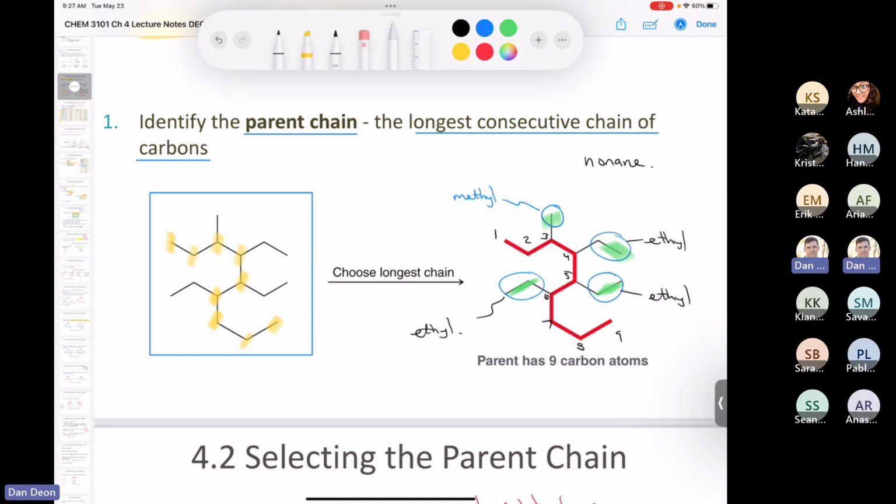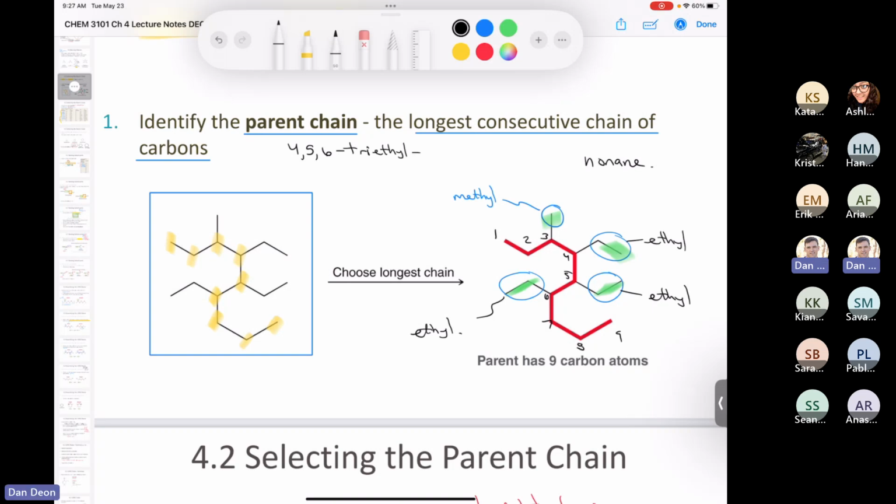So we have a 4, 5, 6 triethyl. So I'll put that in here, 4, 5, 6. All numbers are separated. If you have 2 numbers, they're separated by a comma. Numbers and letters are always separated by a hyphen. So 4, 5, 6 triethyl.